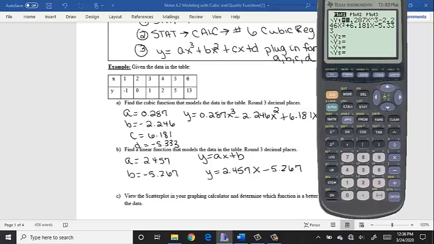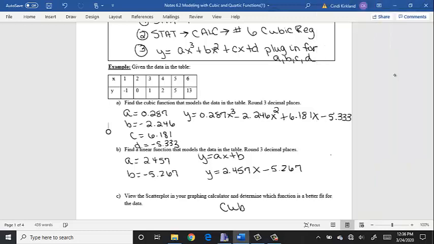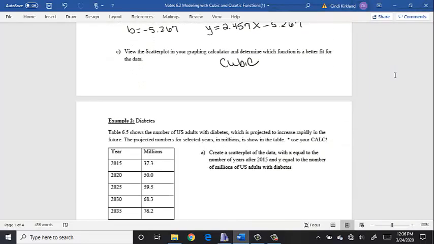So let's go back to y equals, and in y2, or actually, I'm just going to clear this out for you, and let's put in our linear function, which was... all right, and so let's hit graph. You can see that the linear function is not a very good example of that. So definitely our cubic function is best. All right, let's move on to the next example.